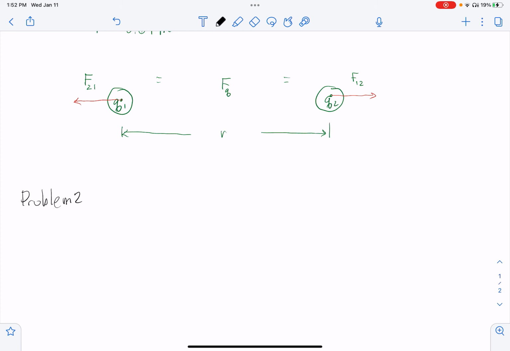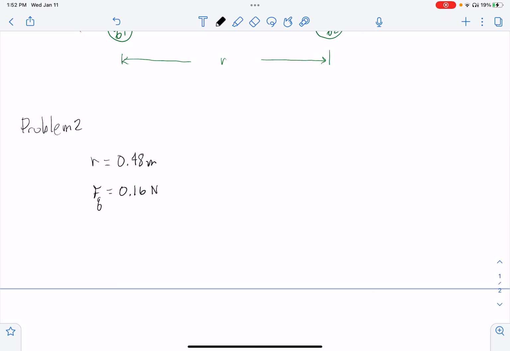And so let me just write this down. So we know the distance of separation, R, is equal to 0.48. This is just my problem, and yours should be different. And the force on the charge is going to be, what is the force? The force is 0.16 newtons. So we want to know what is the charge.